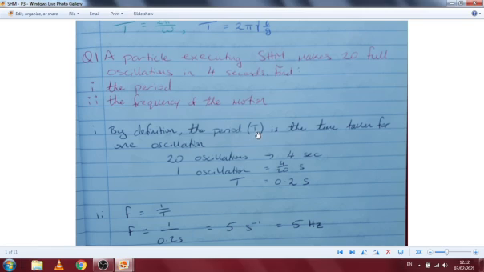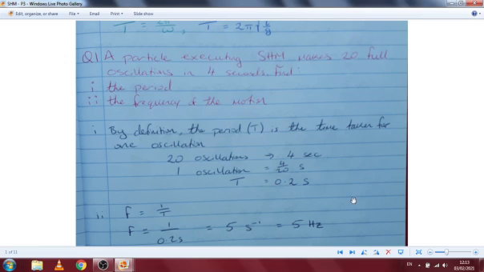So by definition, the period T is the time taken for one oscillation. So 20 oscillations takes 4 seconds. So divide both sides by 20, which tells us one oscillation is 4 over 20 seconds. So when we do that calculation, the time taken for one oscillation is 0.2 seconds. So that's my period, 0.2 seconds.